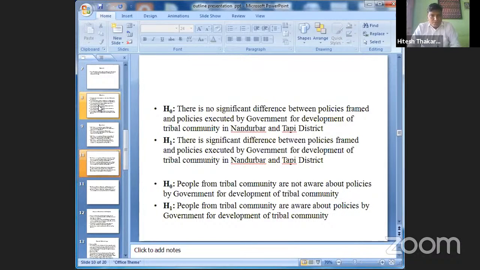Another hypothesis is people from tribal communities are not aware about the policies by government for development of tribal communities. An alternative hypothesis is people from tribal communities are aware about the policies by government for development of tribal communities.